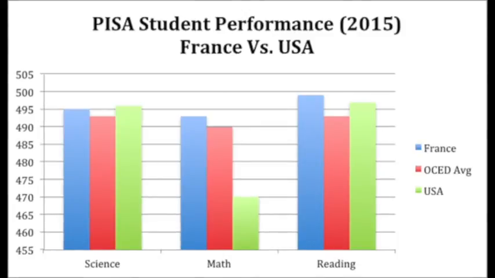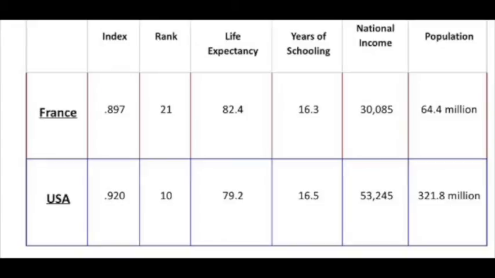And then the HDI index for France is 0.897 with their rank being at 21. Their life expectancy is 82.4 years. Years of schooling is 16.3. Gross national income is 30,085, and their population is 64.4 million.